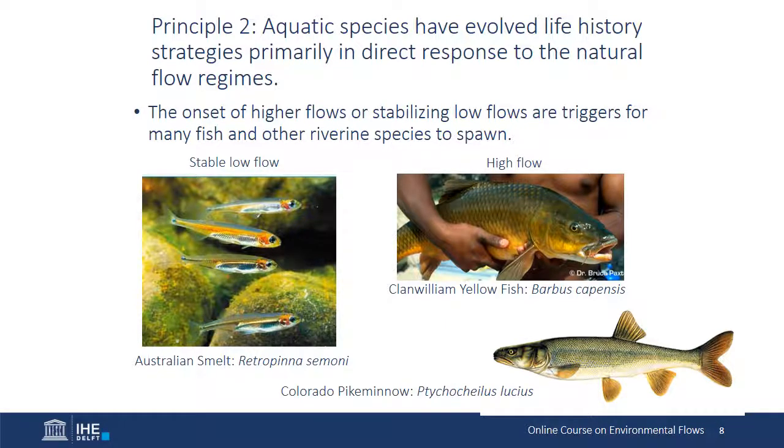spawning fish converge and also send a cue to all fish in the river that the time for spawning has come. The yellowfish has also responded positively to artificial floods released from dams in the regulated Olifants River of South Africa as part of environmental flow releases. In each of these cases, as well as the case of trout and salmon, water temperature is an equally important variable in triggering spawning.